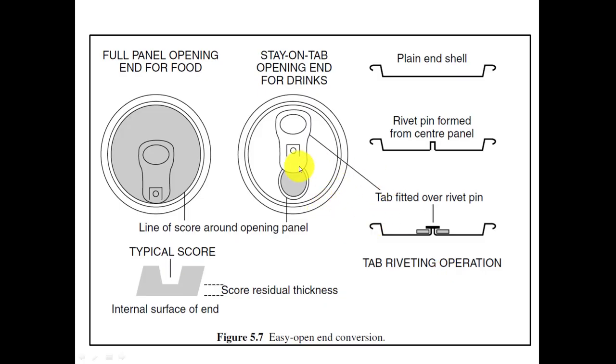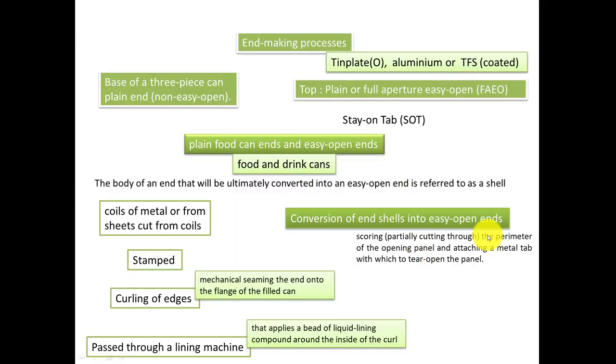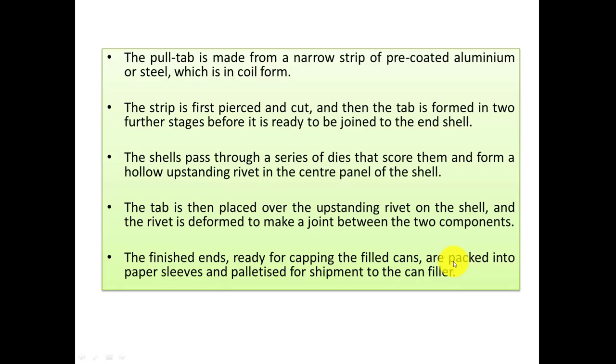See, we cut it, partial cutting, then we attach it with the tab. Okay, and then the portion which has been cut initially, it is the open end. So it has been written here: scoring, partial cutting through the perimeters of the opening panel and attaching a metal tab with which to tear open the panel so that we can open it easily. So these are some steps to produce the easy open can end.